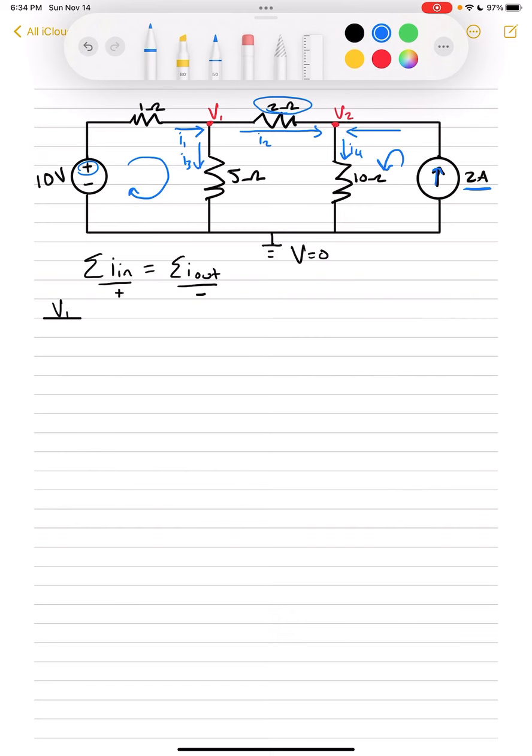So let's look back at node 1. We can see that the current going into it is just going to be I1, and that's a positive. The ones coming out of it are I3 and I2, and those ones are going to be negative, and that's going to be equal to 0. We could also have written it like this, but that doesn't really matter.